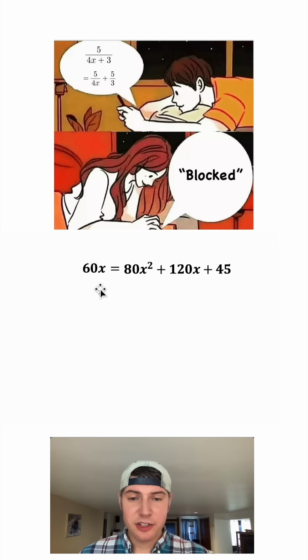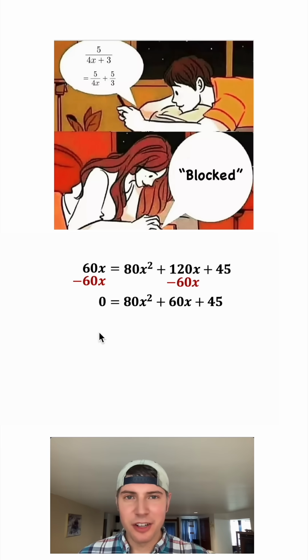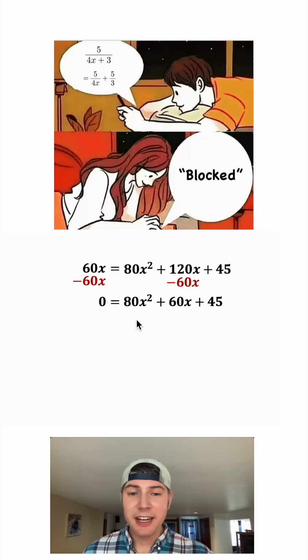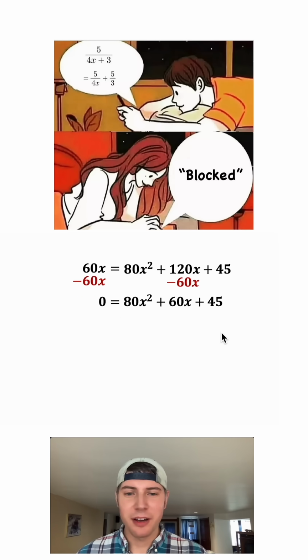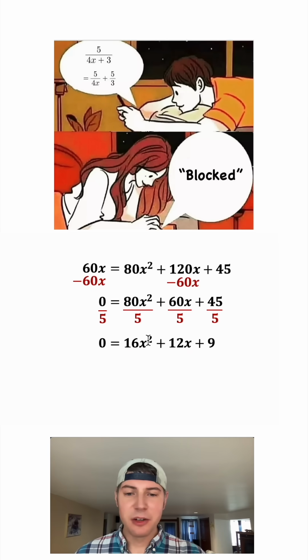So now we have a quadratic, so let's set it equal to 0. Let's subtract 60x from both sides. We have 0 on the left-hand side, and then on the right-hand side, we have 80x squared plus 60x plus 45. We can simplify this a bit. All of these coefficients are divisible by 5, so let's divide everything by 5. That gives us 0 equals 16x squared plus 12x plus 9.